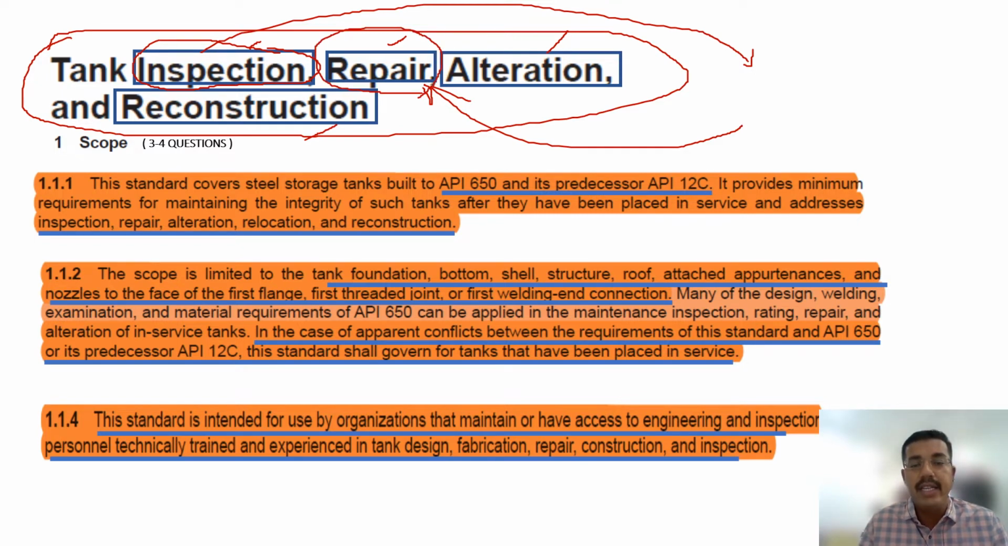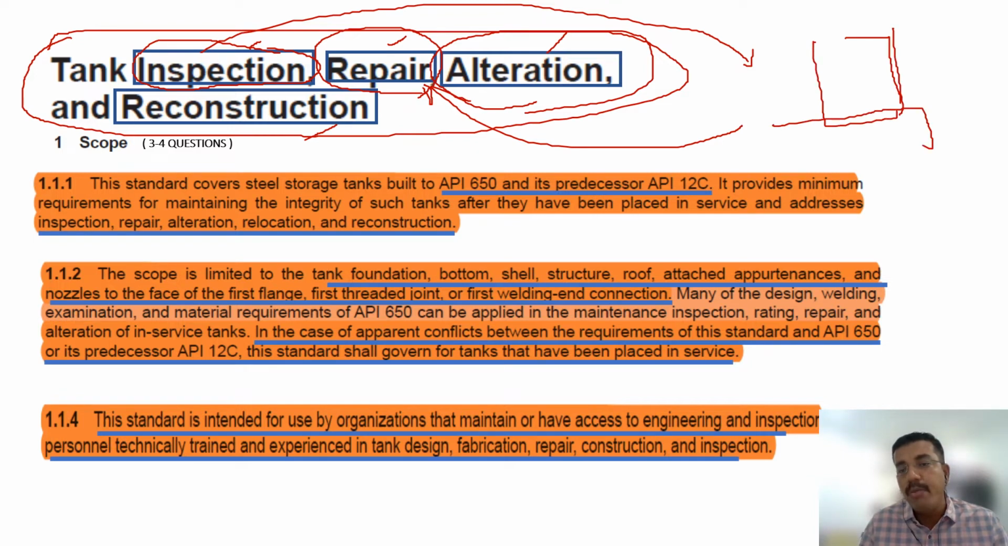What do you mean by alteration? Alteration means when you are changing the shell height. Let's say this is the tank, and this is the base plate. If you change the shell height, increase or decrease, or if you change the bottom plate, insert a new bottom plate or replace it, this is called alteration. When it is required, what the requirements are, and at what thickness we have to do the alteration, we will read further.